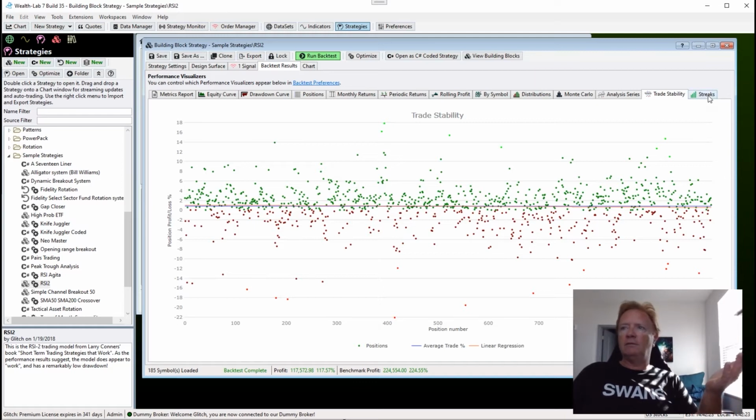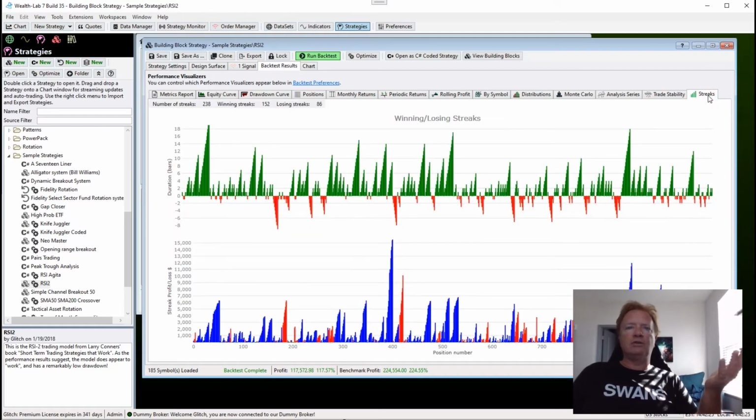The second visualizer that we have here is streaks. Streaks will show us the winning and losing streaks in our history of trades, hypothetical trades. We have profitable streaks colored in green and losing streaks colored in red, and we also have the corresponding profit and loss generated from each streak. So that's our winning and losing streak visualizers.